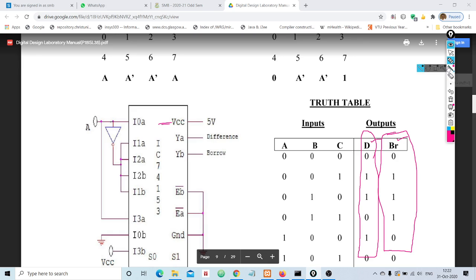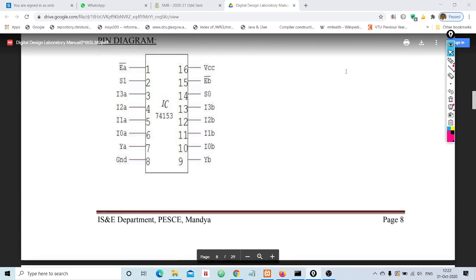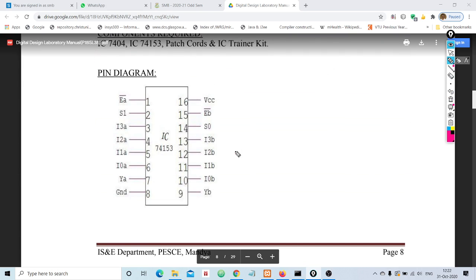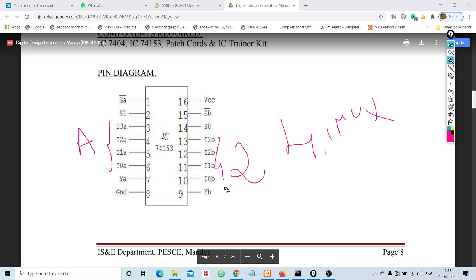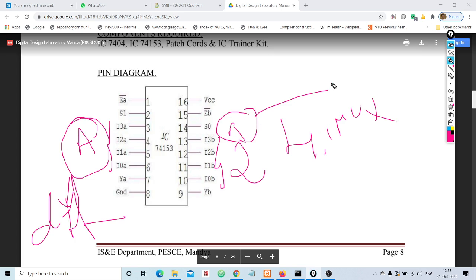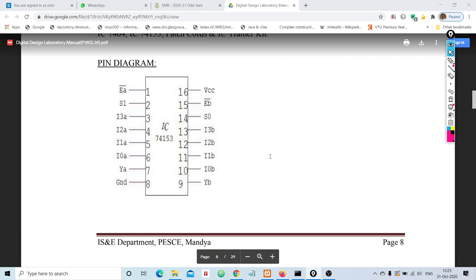That's why here we have used two 4:1 multiplexers. The first multiplexer has been labeled as A, and the second multiplexer has been labeled as B. We shall use multiplexer A to handle difference, and multiplexer B to handle borrow. But there is no rule that you should use A only for difference and B only for borrow. We are just following a left to right pattern. Clear with this? Now we shall go to the major design concept.